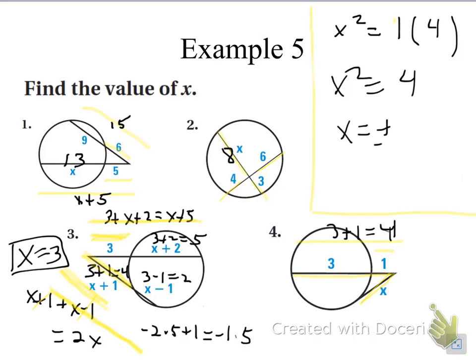x equals plus or minus 2 if I take the square root. Now I don't really want a negative distance, so I'm going to say x equals 2. If I put 2 here, it makes perfect sense. Negative 2 length does not.